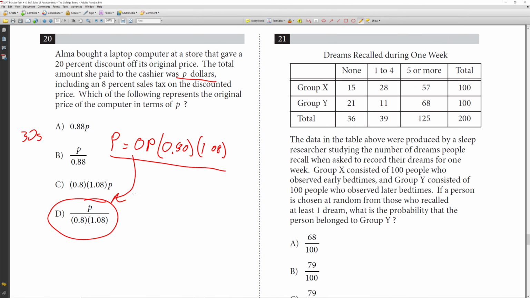Number 21. It's a table and also a passage. Skip to the end. What is the probability that the person belonged to group Y? Okay, so let's keep that in mind as we go through the passage. Seems like we're given some graph we need to do. There's some reading that we need to do.